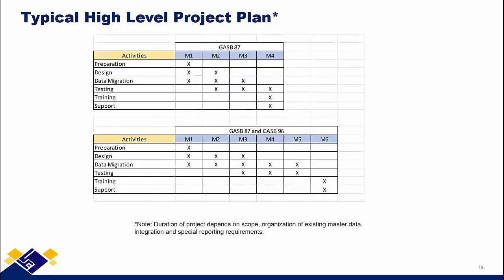Typical high-level project plan, again, GASB 87 for 4 months. We'll start the preparation in month 1. The design also starts in month 1. But what I want to highlight in these 2 types of project plan is that data migration starts also in month 1. Okay, and then of course we have testing for about 3 months, and we offer training and support for the project as well. Again, the duration of the project depends on the scope and the organization of your master data.